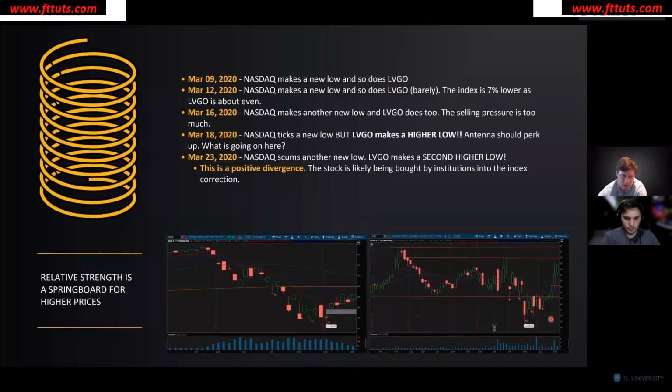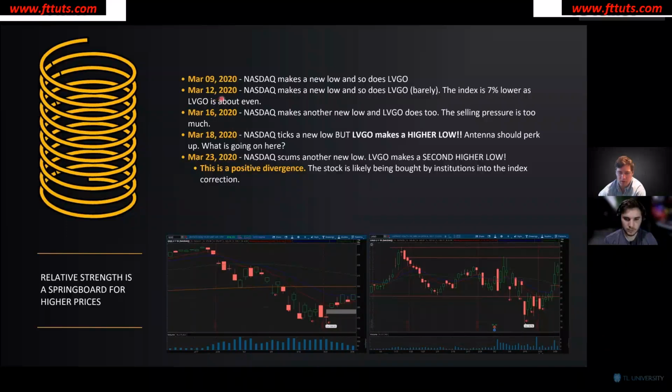Then in the COVID sell-off, you can see at point A here, the NASDAQ made a new low. We made a new low, and so did Livongo intraday, but it actually closed up. At this point in time, that doesn't mean much to me. This chart is still pretty sloppy, and there's no tightening. There's nothing to do, but you can just notice it, and it's good to know at this point.